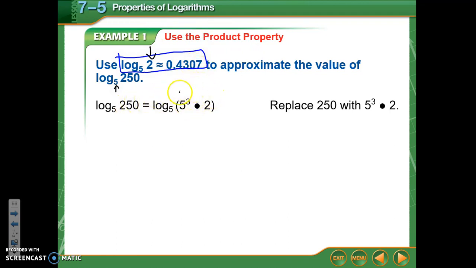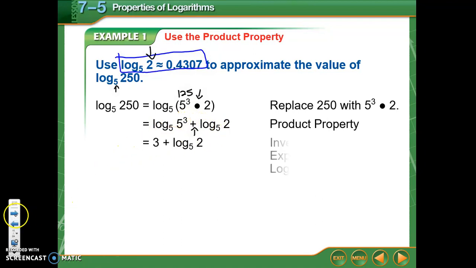How do we know that? Well, 5 cubed is 125, right? So I know, okay, 250 divided by 2 is 125. 125 is 5 cubed. And I can use the product property. This is the logarithm of a single product. I can split that up into the sum of two separate logarithms. So log base 5 of 5 to the third plus log base 5 of 2.